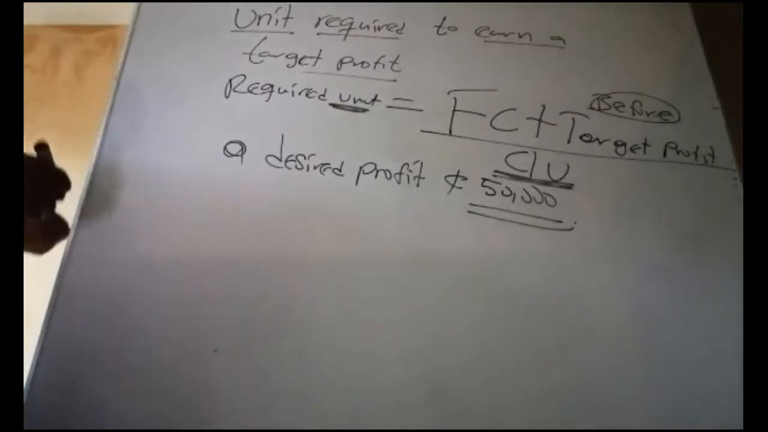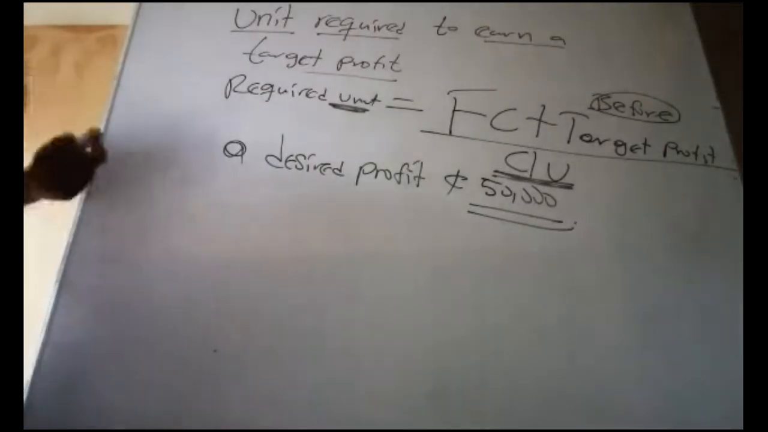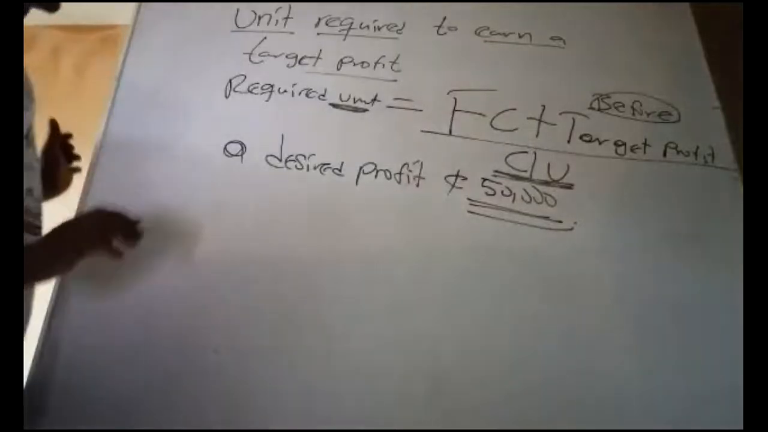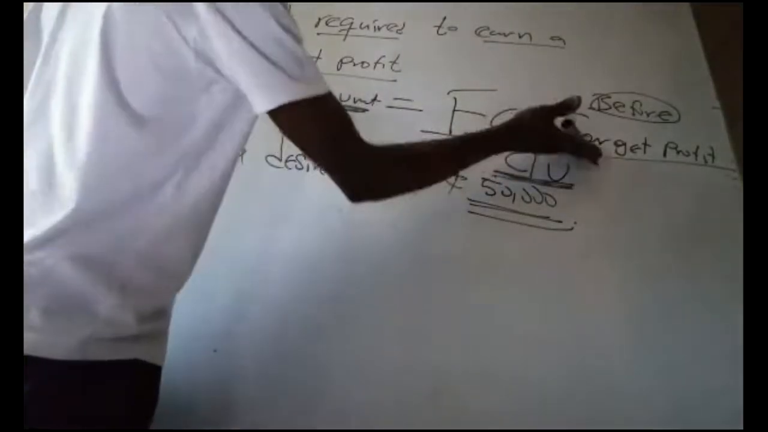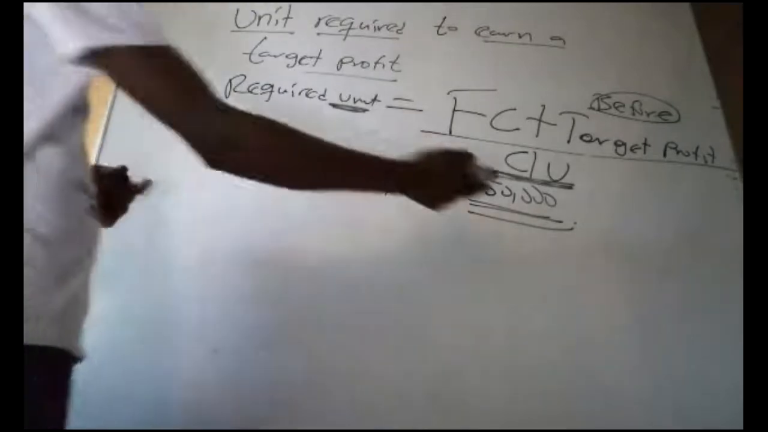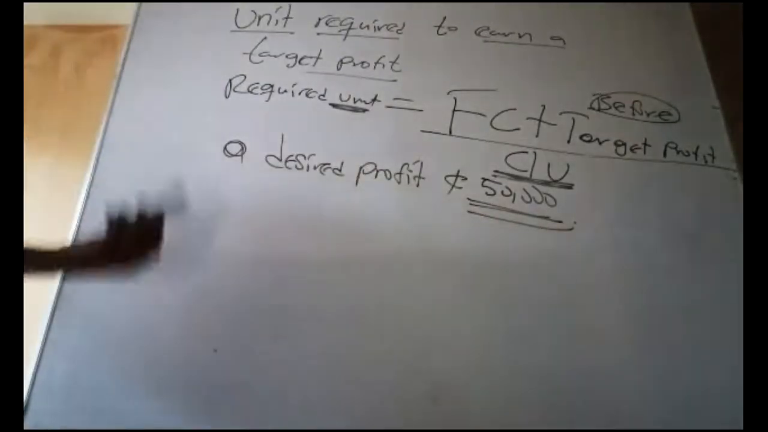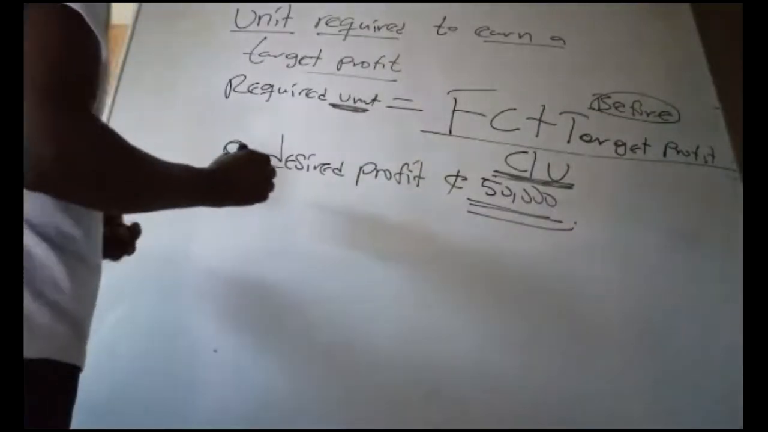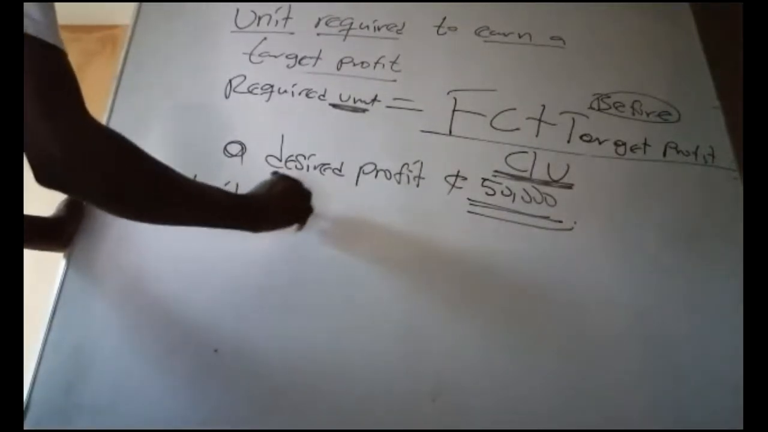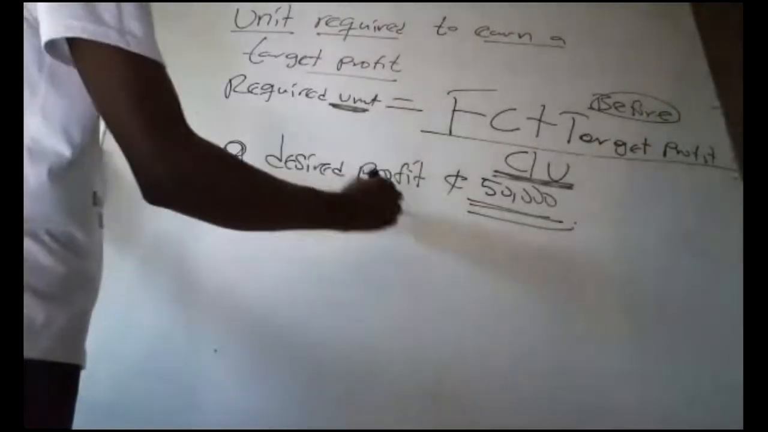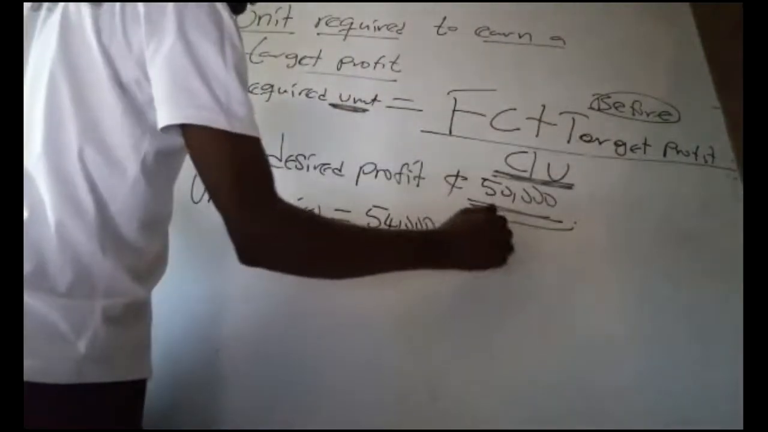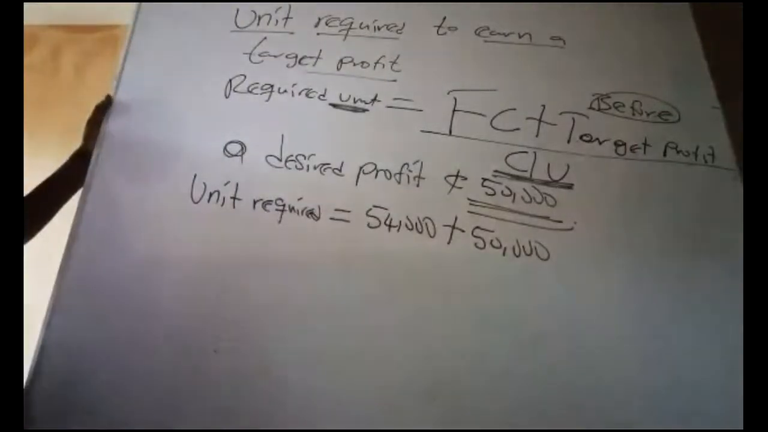Okay, so now let's see. So the required output. So what must be the unit produced so that they can get the profit of what? 50,000. The formula is relax. Take your fixed cost. Add whatever profit they want to achieve, the target profit, to it. You are done. So the target profit here is 50,000. It's also called desired profit. It's also called required margin. So that will give us the unit required is equal to fixed cost, which is 54,000 from the same question, plus the target profit of what? 50,000. Whichever the target profit is, bring it.